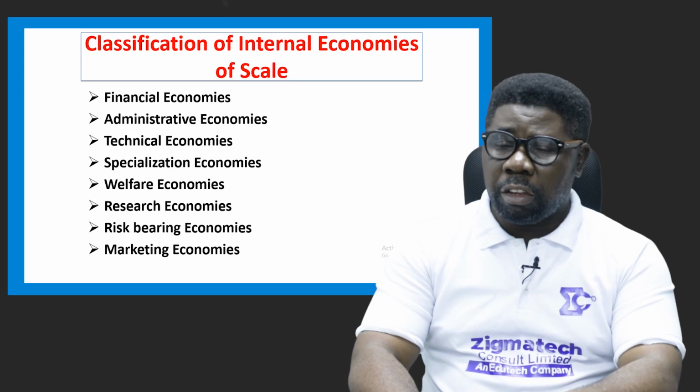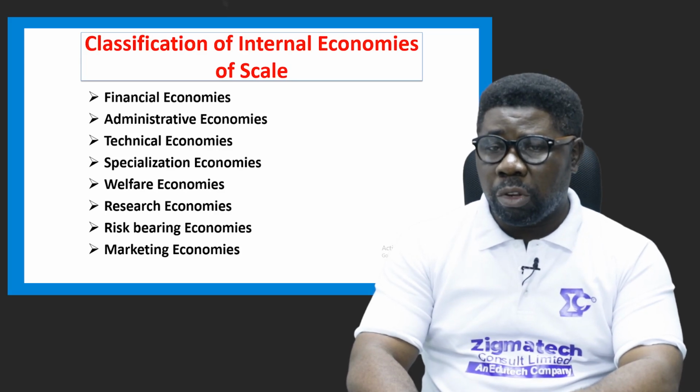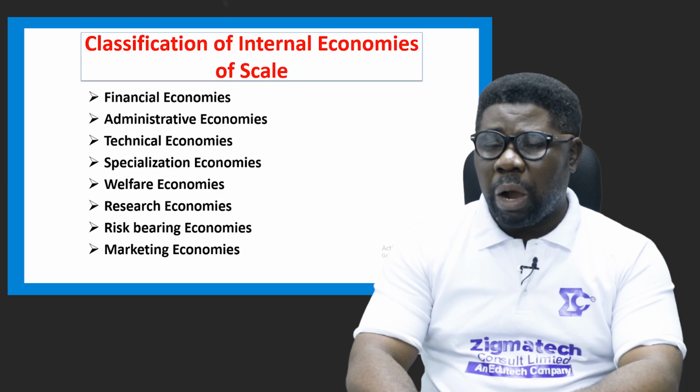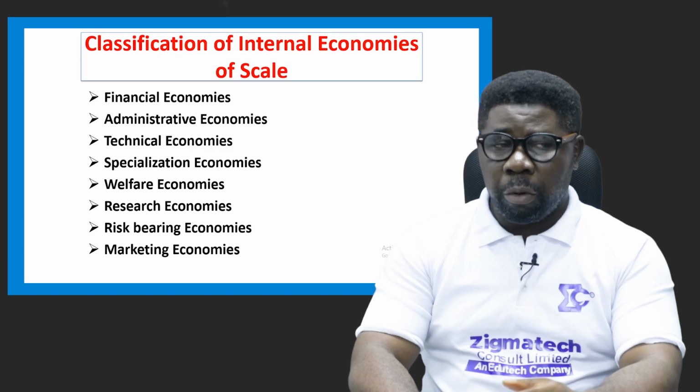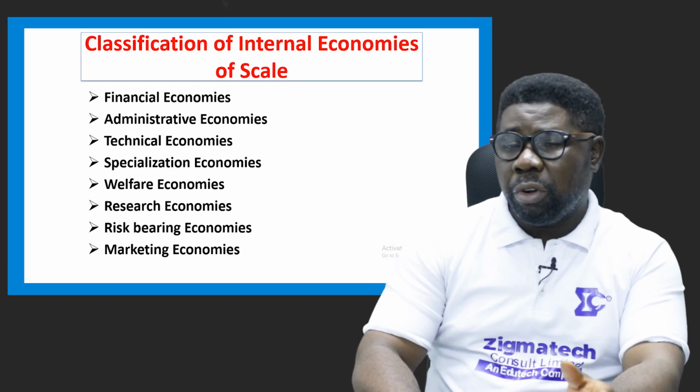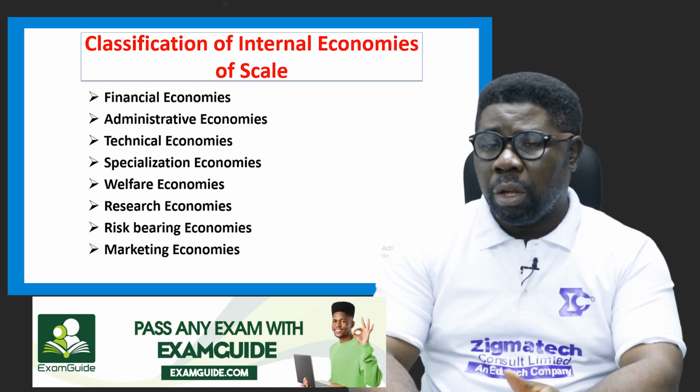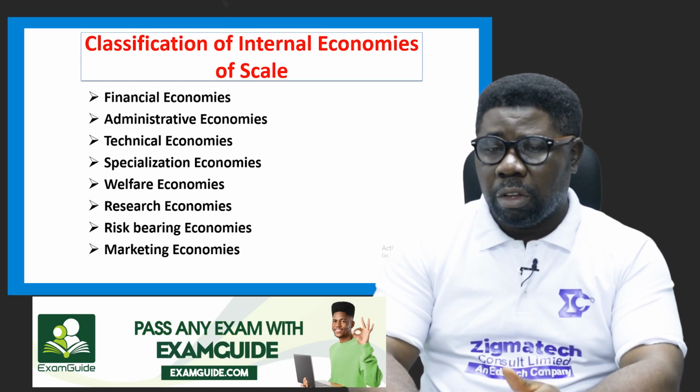Risk-bearing economy. In this case, most producers or companies have ways to spread their risks, all right? They may duplicate or bring up other aspects of the product to make sure that they spread the risk, all right? They do one or two other things that will help them cushion losses from what they do.